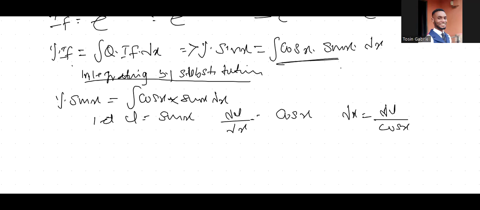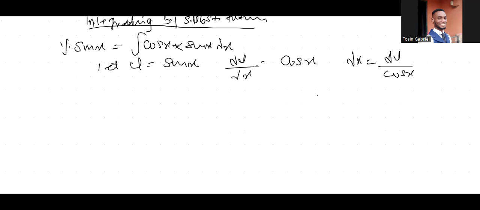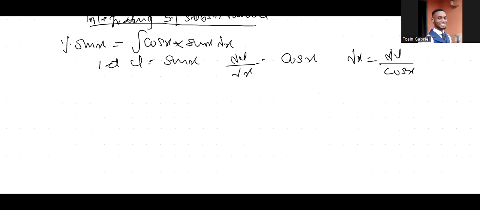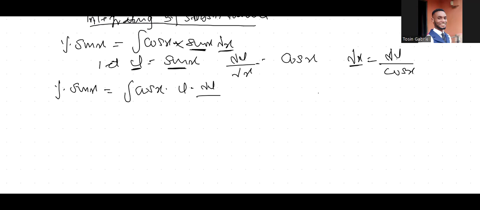Okay, so after you've done that, you now say y sine x is equal to the integral of cos x. Don't forget that you already said u is equal to sine x. So in this place, you are going to put u, multiplied by u, then multiplied by your dx. According to this, your dx is du over cos x. So this cos x will remove this cos x. Then you have the integral of u du.